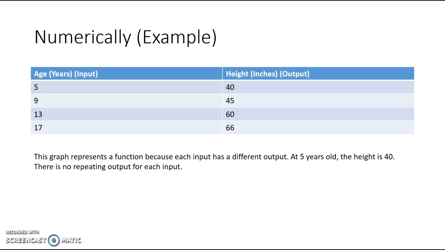Here we have a numerical example. This graph represents a function because each input has a different output. As you can see here, at 5 years old, the height would be 40 inches. There is no repeating output for each input, so if we continue to 9, the height would be 45. At 13 years old, the height would be 60. And at 17, the height is 66 inches.